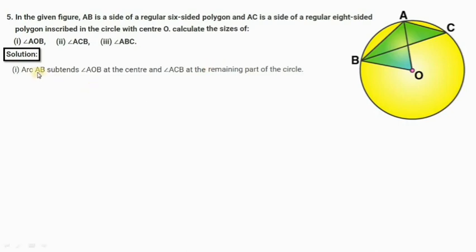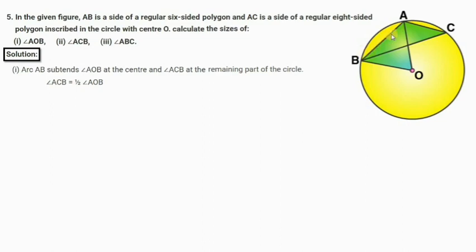Now if you see, arc AB subtends angle AOB at the center, and in the remaining part, that means in this part, the very same arc subtends angle ACB. So AOB will be double of ACB, that's why ACB will be half of AOB. Now we know that AB is one of the sides of our six-sided polygon.